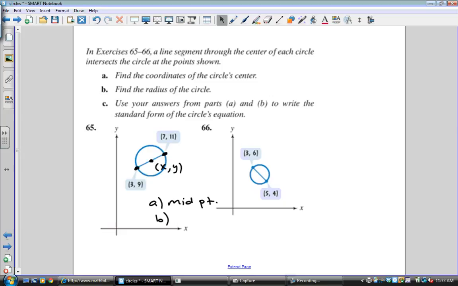And so to find the radius of the circle, the radius would be the distance from the center to a point on the circle. So I'm going to use the distance formula to get from the center to a point on the circle. And that's going to tell me what my radius is. And now once I have the center and the radius, then I can do what it says in part C, which is write the standard form of the circle's equation. We'll leave 65 and 66 for you to figure out there.